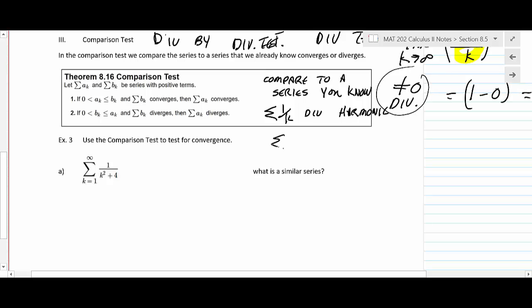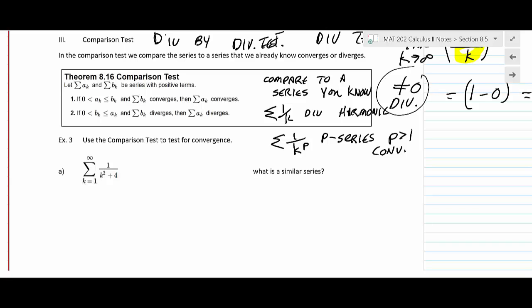Another good example would be 1 over k to the p. That's a p-series, right? What you know on a p-series is if p is greater than 1, then it converges. The comparison test tends to be very useful if you can compare the series you're analyzing to something you know. So let's take a look at this series. Let's just pretend the 4 is not there. What is that? That's a p-series. Does that converge or diverge? It converges because that exponent is bigger than 1.